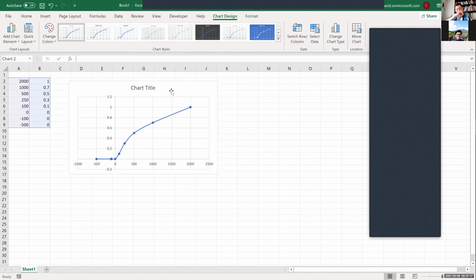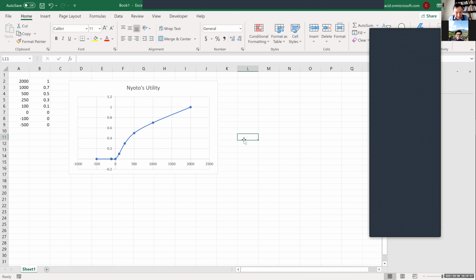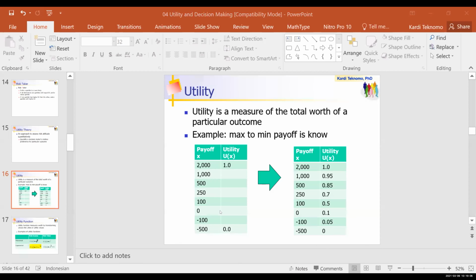Very good. So now you can see Nyoto's utility, the personal utility chart. Okay, so let's come back. I will stop your screen, okay, Nyoto? Yes, sir.